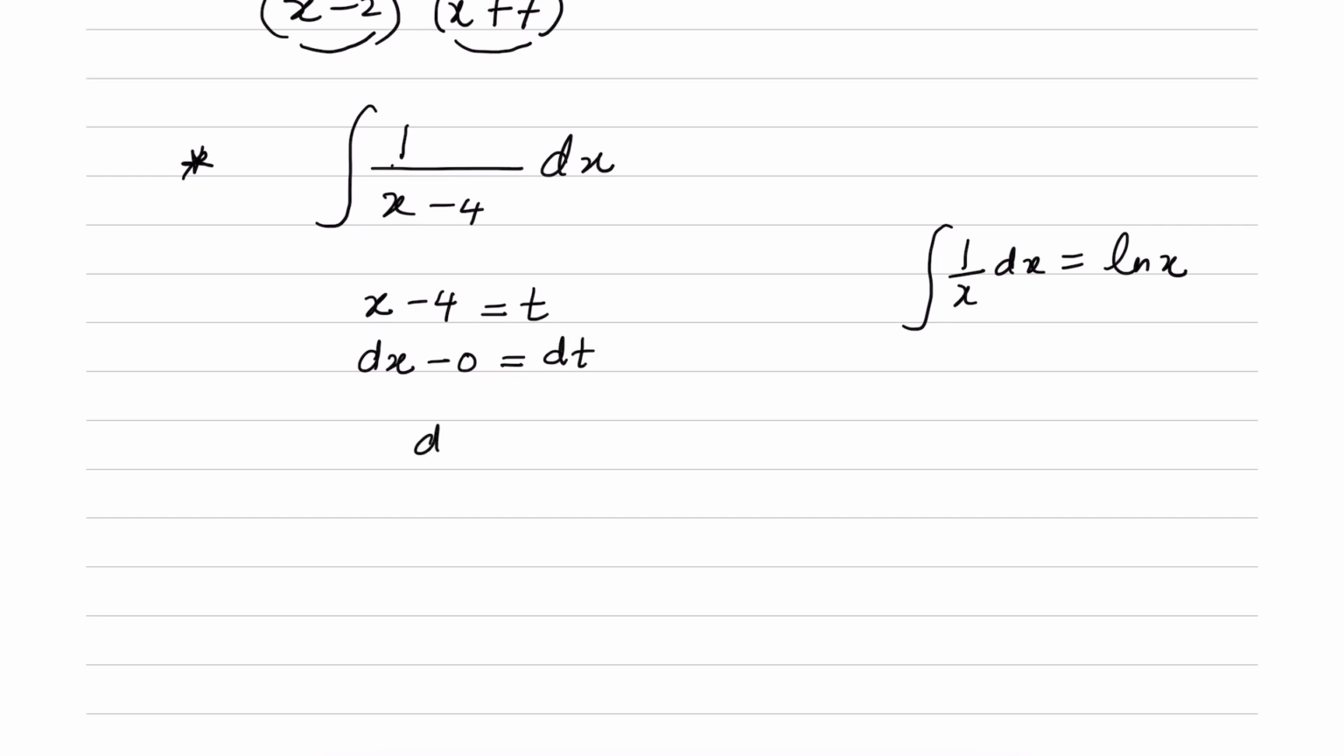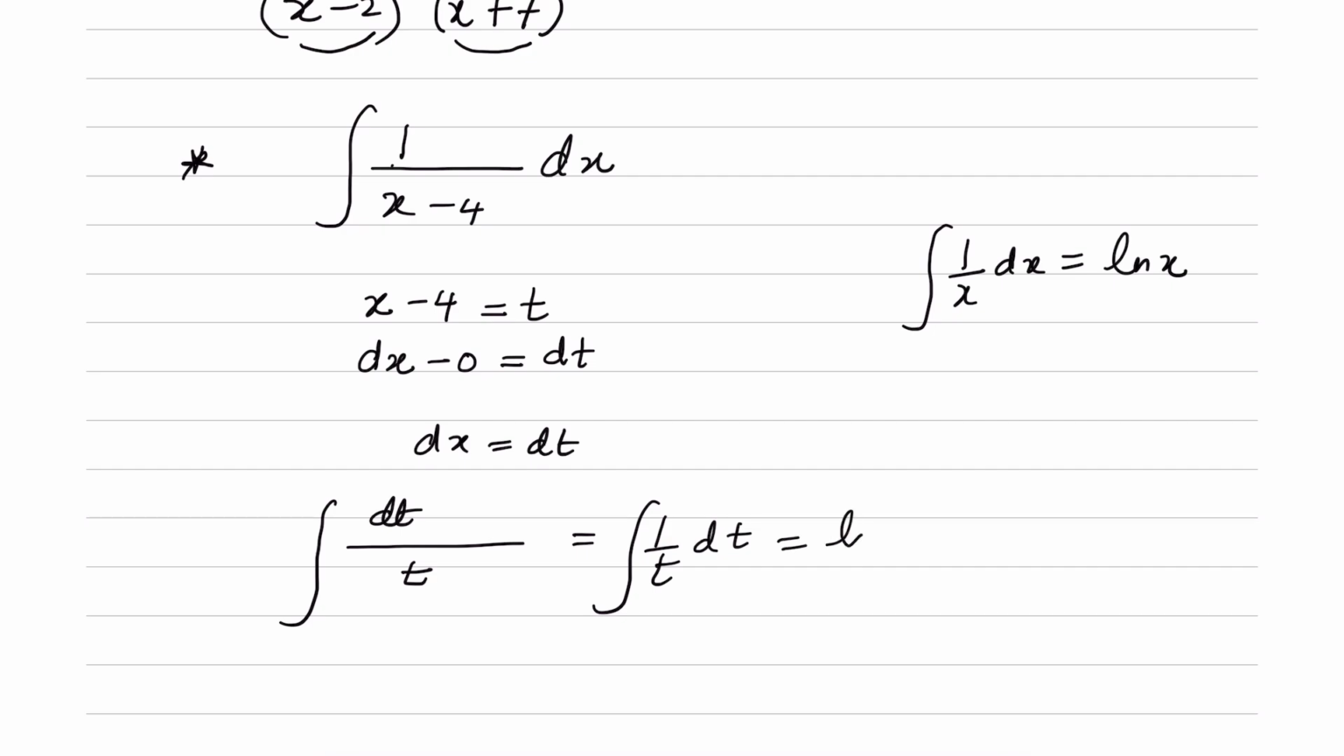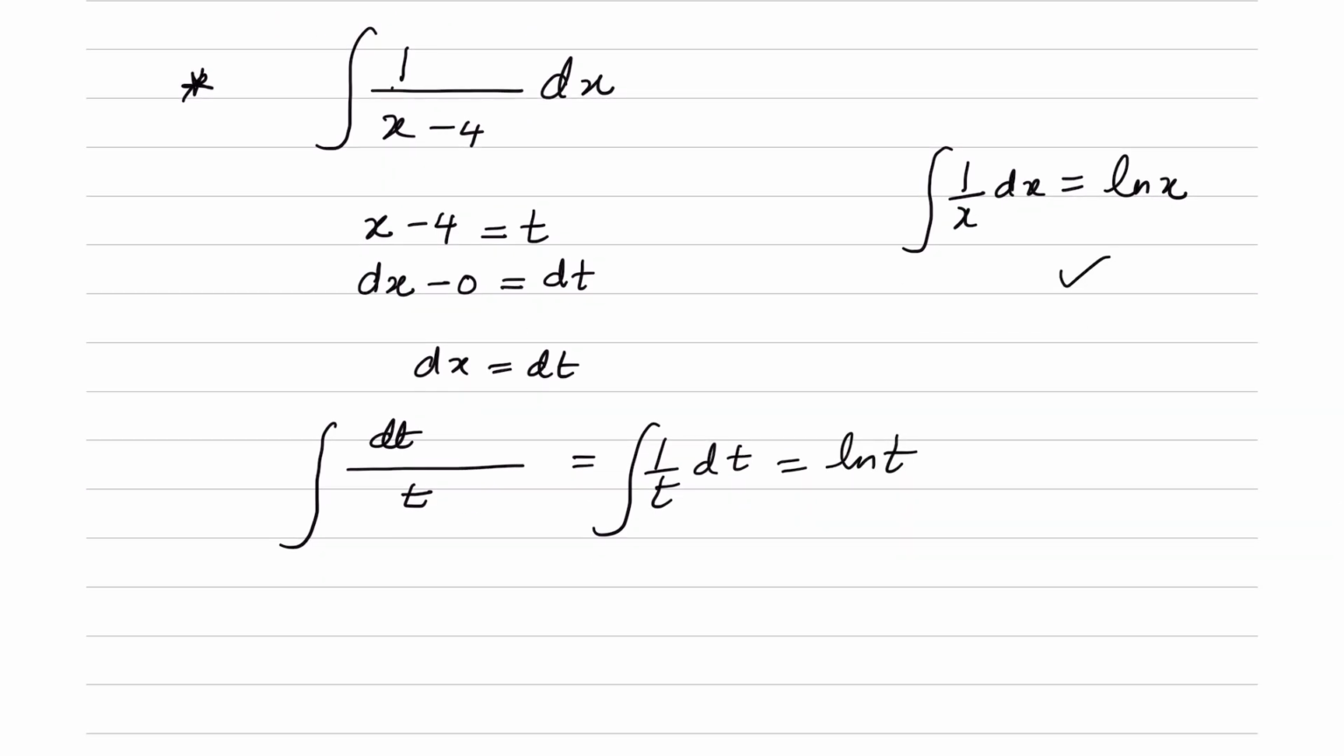So we have dx is equal to dt. We will plug it back in our integral. dx is dt divided by x minus 4 is t. So it has become 1 over t dt, which we know is ln t by this formula on the right hand side. But t was not originally part of our question, so it is ln |x minus 4|.